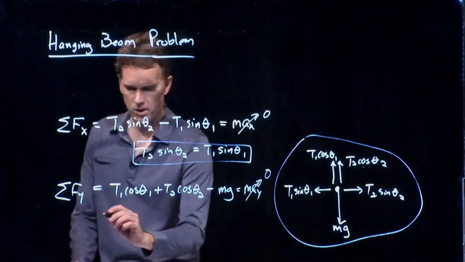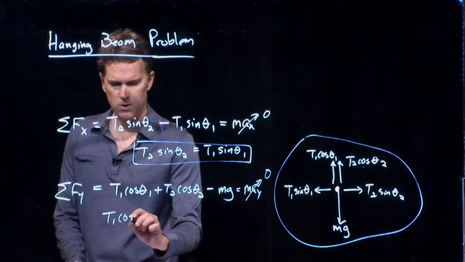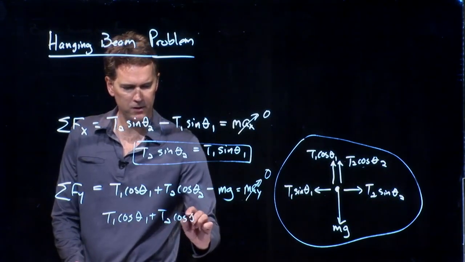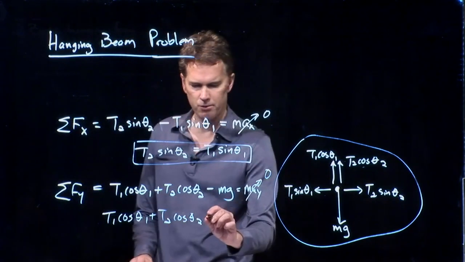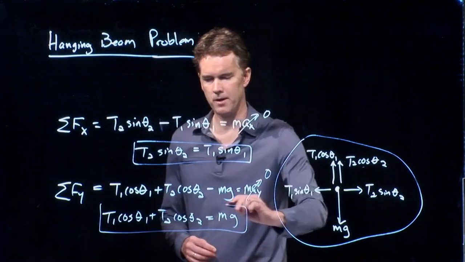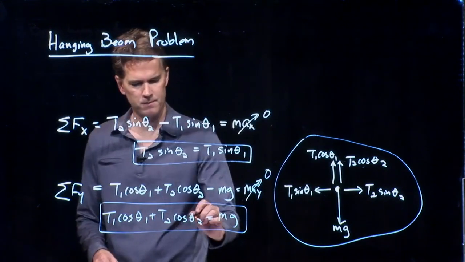And what is that going to equal? Mass times the acceleration in the Y direction. And what is the acceleration in the Y direction? Zero. Good. Okay, and now look, we have a nice little equation here. T1 cosine theta 1 plus T2 cosine theta 2. And I can move this mg over to the other side. So we'll write it equal to mg, like so.